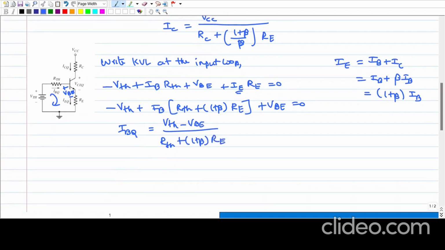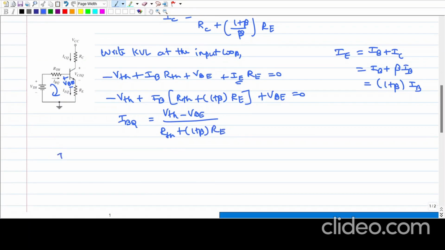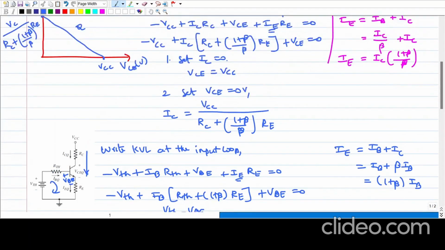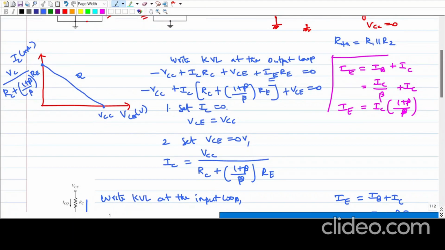So once IBQ is calculated, I can get ICQ, that is beta IBQ, which equals beta multiplied by (VTH minus VBE) divided by (RTH plus (1 plus beta) RE). Now we got ICQ. Now I want VCEQ. For that, I have to write the KVL at the outer loop. So already we have the KVL at the outer loop. We can take the same thing.